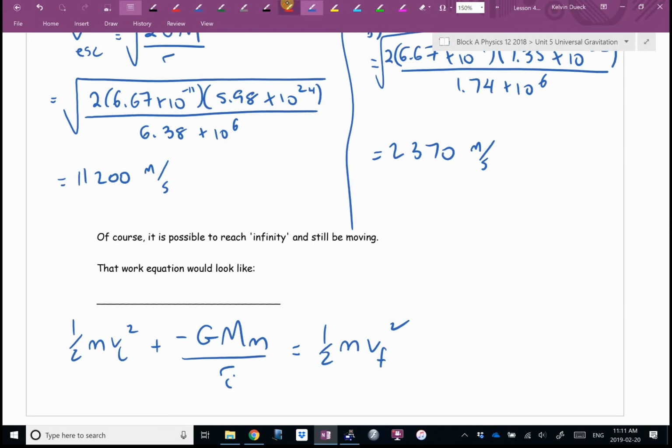Oh, and again, it doesn't matter how big your spaceship is. Now, if we were calculating how much energy, how much work was required to do this, then the m's wouldn't cancel. And I really should have said, instead of that work equation, that the energy equation would look like that, technically. I'll have to fix that.